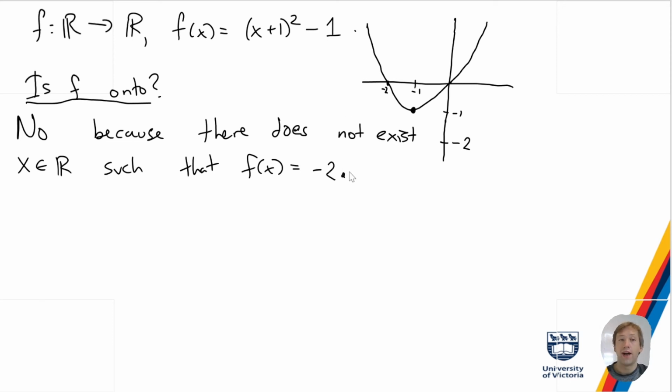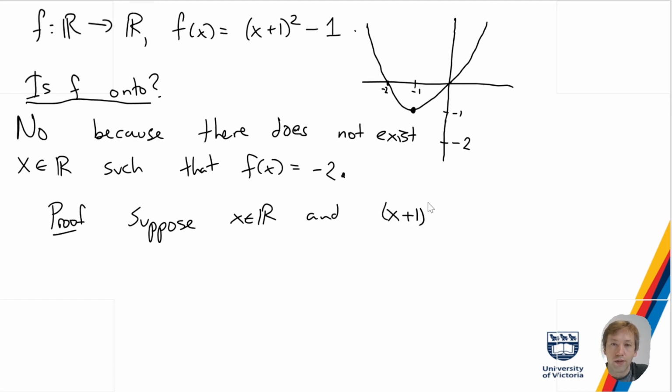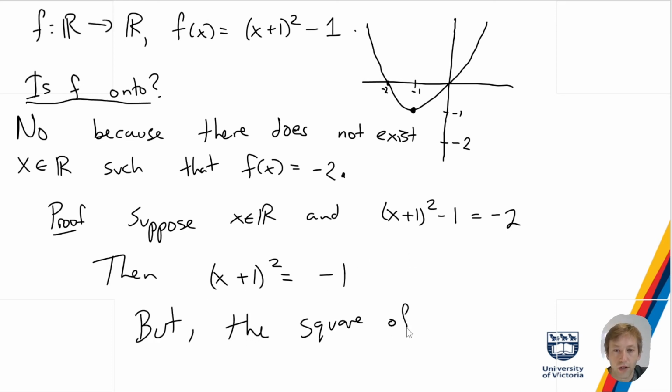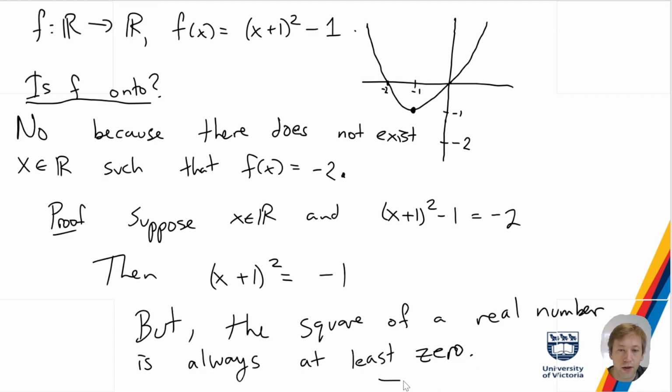Now, I haven't really justified this, and you should always remember, you need to justify things properly. So here's a proof of this fact. Suppose that x is in R and (x+1)² − 1 is equal to -2. Then, if I add 1 to both sides, I get (x+1)² is -1, but the square of a real number is always at least 0. So this is a contradiction.